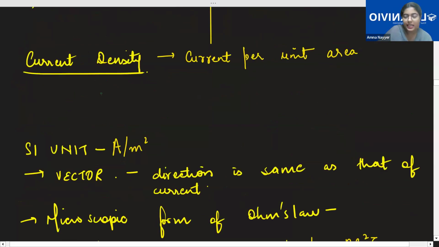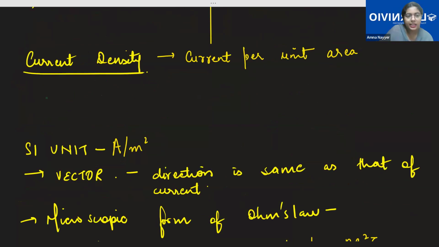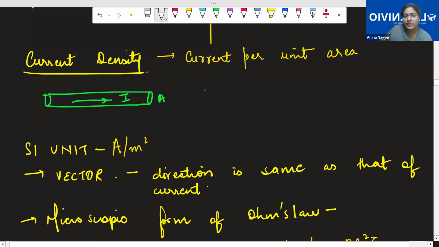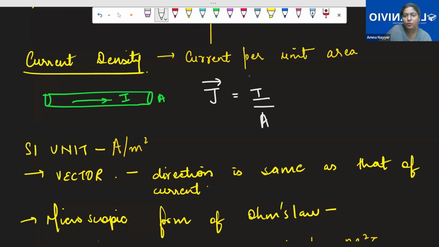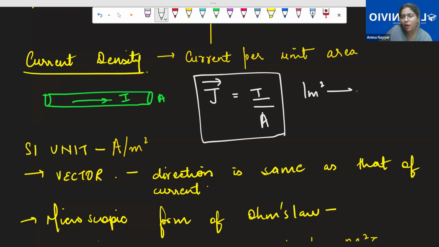Current density is basically current per unit area. Let's say I have a wire segment, and some amount of current is flowing through it, and the cross-sectional area is A. Current density is represented by the symbol J. It is current per unit area, meaning in 1 meter square, how many amperes of current are flowing. Ampere per meter square is its SI unit. It's a vector, meaning its direction is the same as that of the current.